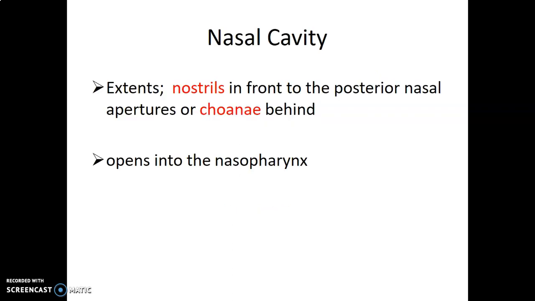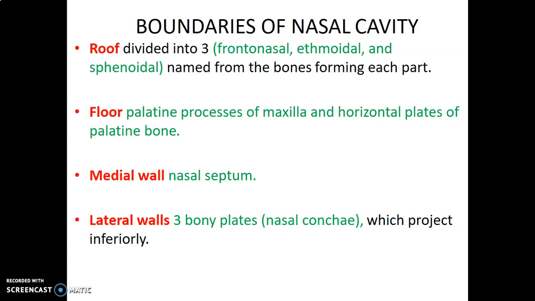So the nasal cavity extends from the nostrils in front and posteriorly to the nasal apertures, or what we call the choana, behind. So from the nostrils to the choana, and after that, the nasal cavity is actually open into what we call the nasopharynx, which is the first superior part of the pharynx. So what are the boundaries of the nasal cavity?